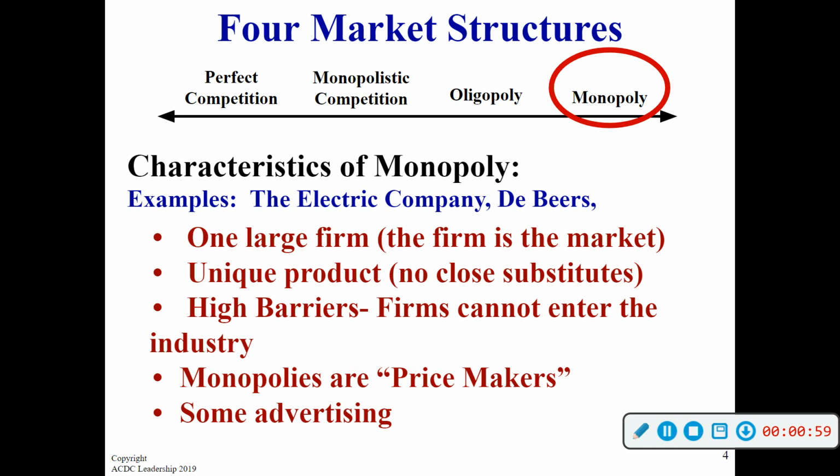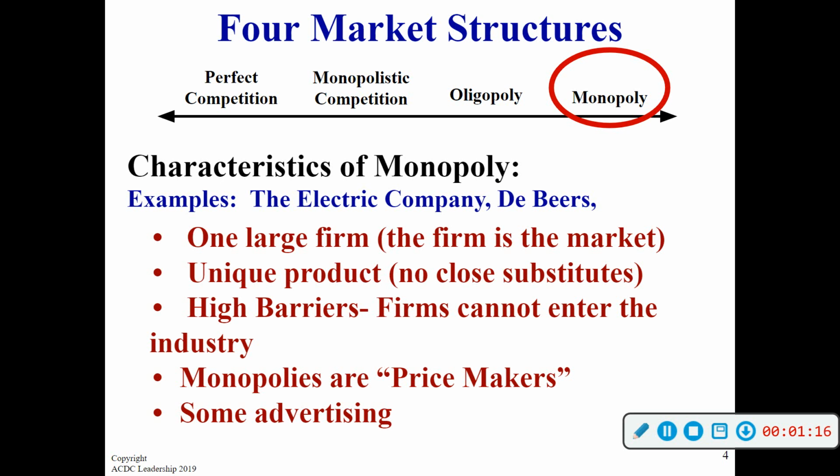We talked a little bit yesterday about different barriers to entry, whether it be high cost, whether it be ownership of natural resources, whether it be geographical or legal, for whatever reason. It is extremely difficult or impossible for new firms to enter in and compete with this already existing firm.